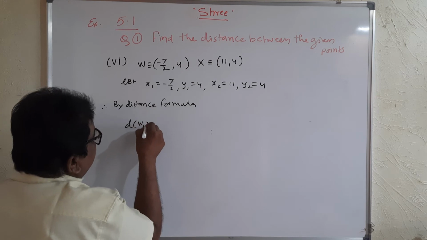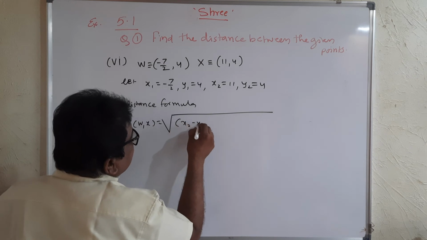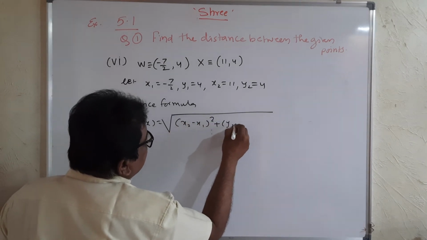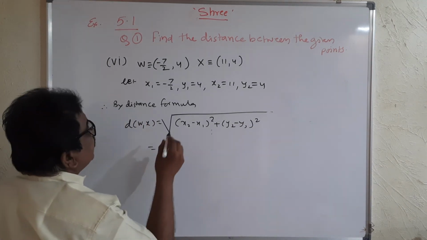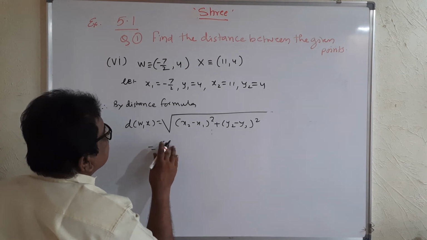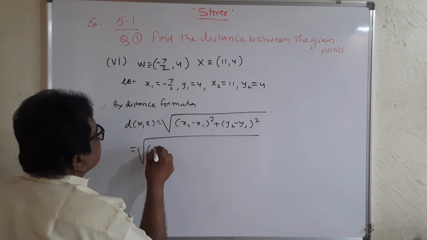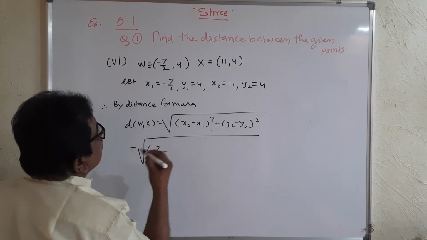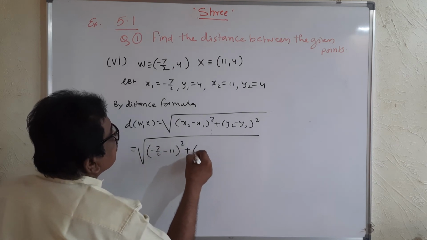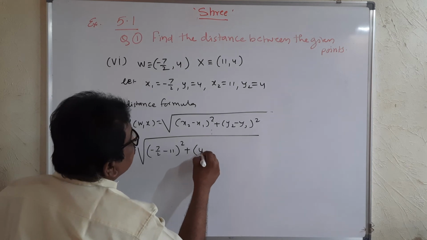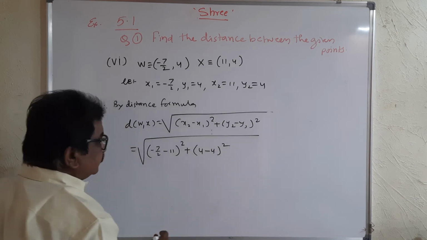distance WX is equal to under root x2 minus x1 the whole square plus y2 minus y1 the whole square. Quickness is important. What is x2? It is minus 7 upon, sorry, it is minus 7 upon 2 minus 11 the whole square plus what is y2? It is 4 minus 4 the whole square.